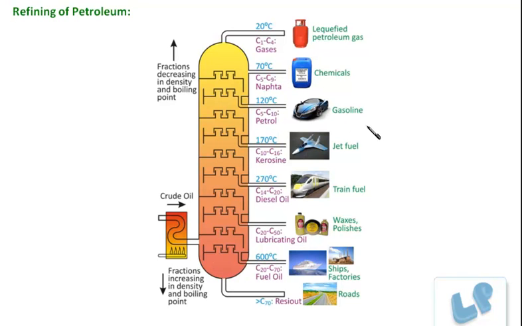At 120 degrees, gasoline is obtained, which is highly purified petrol. At 170 degrees, jet fuel or kerosene is obtained. Below it, diesel oil, train fuel and lubricating oils are obtained, and below that, fuel oil is obtained for ships and factories. The residue has a carbon number of more than 70, and that is used for making roads. So this is how the refining of petroleum is done.